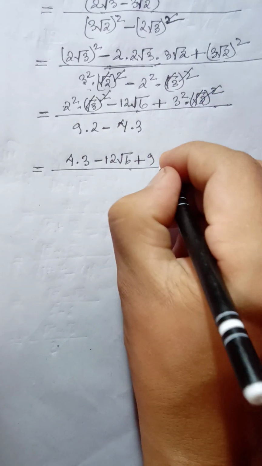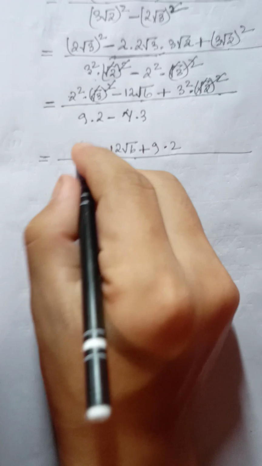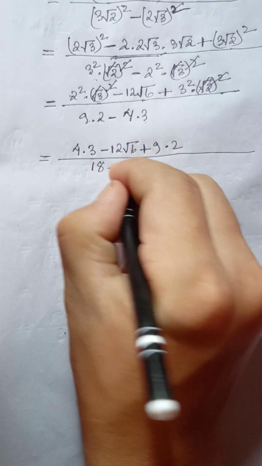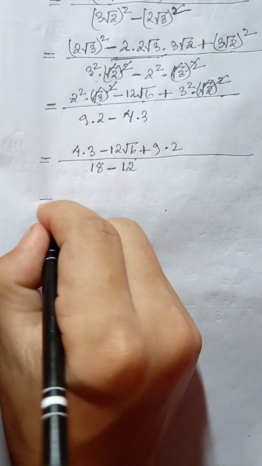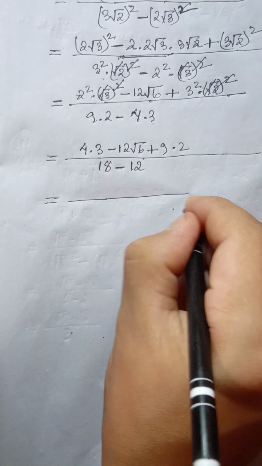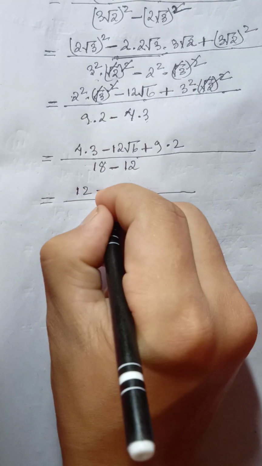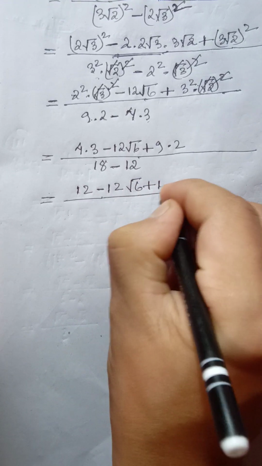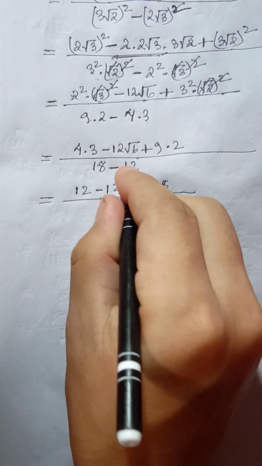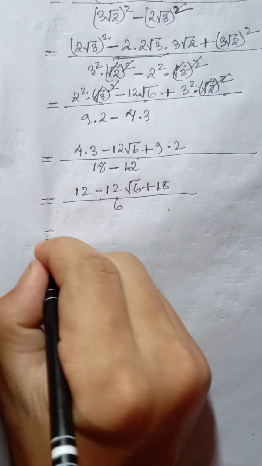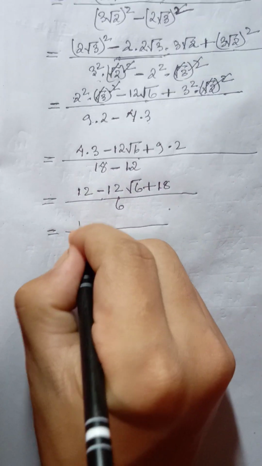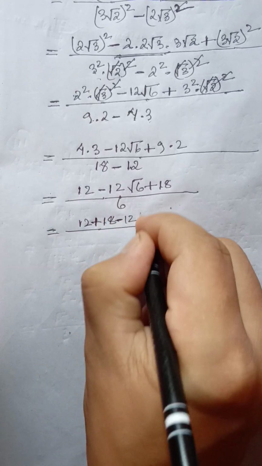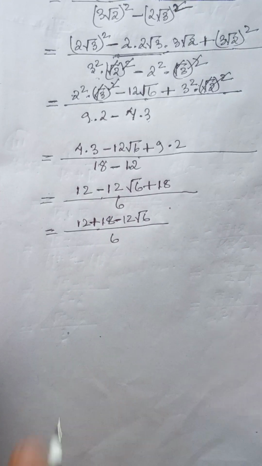You can cut this one into 2. Okay, 9 times 2, that will give you 18, and 4 times 3, that will give you 12. Okay, 4 times 3, that is 12, minus 12 root 6 plus 9 times 2, that is 18. 18 minus 12, that is 6. Okay, 12 plus 18 minus 12 root 6 divided by 6.